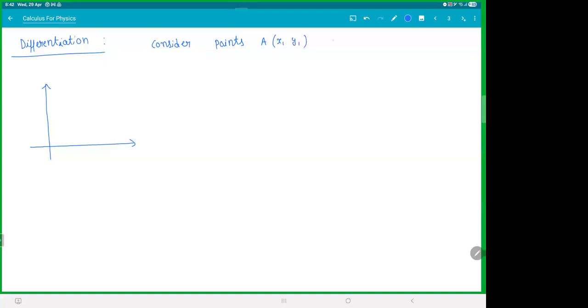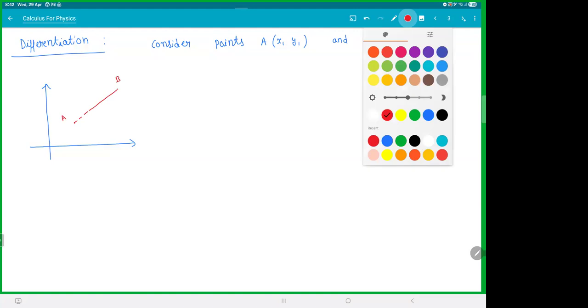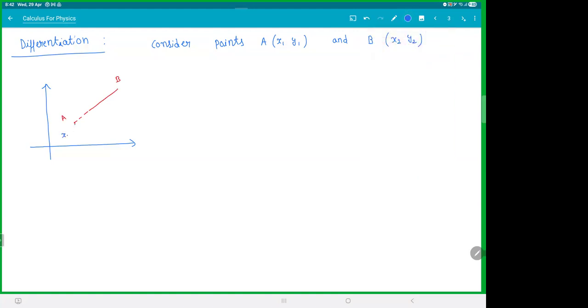X1, Y1, X2, and Y2. So, A and B. This is your X1, Y1, this is your X2, and Y2. If you take this angle to be theta, right? So this difference here, the height, delta Y, is nothing but the change in Y coordinates, Y2 minus Y1. The horizontal distance is the change in X coordinate, delta X is X2 minus X1.